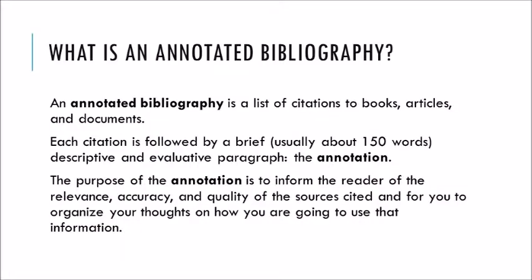So just to review, an annotated bibliography is a list of your citations where you show your books and articles and documents that you've looked at for this research. And each citation is followed by a brief paragraph that describes and evaluates what you've been doing. The reason we do this is so that we can show the reader that we have credible sources as we're doing our research, and also for you to kind of help organize yourself in what you're going to be doing and how you're going to be using the information you found.